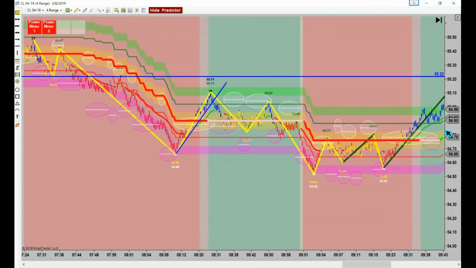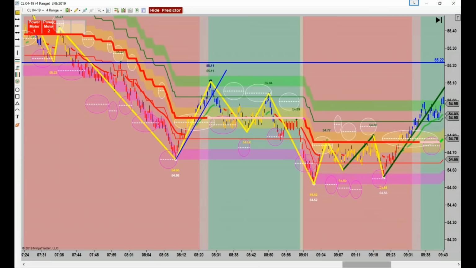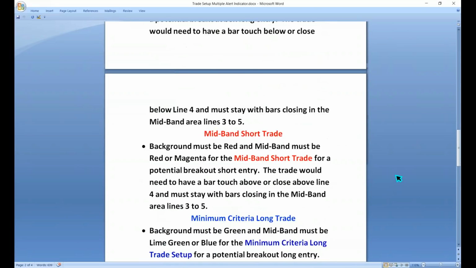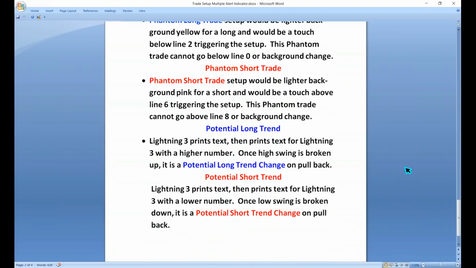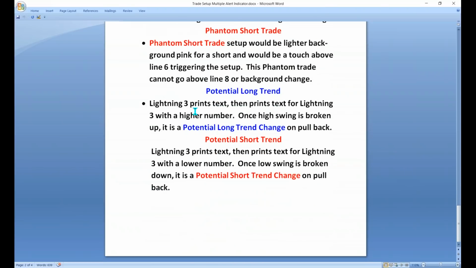Okay. So be sure and watch for that, because this particular deal that we're going to do on this will actually watch for these possible trend changes. Lightning 3 will print the number. Then it prints the number for Lightning 3 with a higher number. And once that high swing is broken up, it is a potential long trend change on a pullback or boxing in. Okay, same thing with the short.